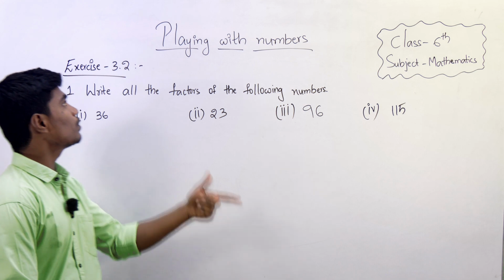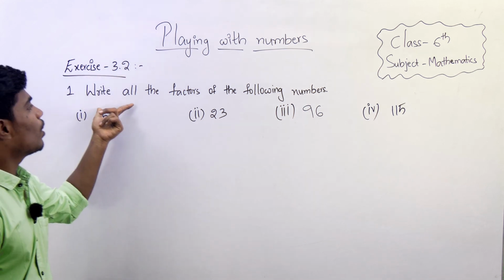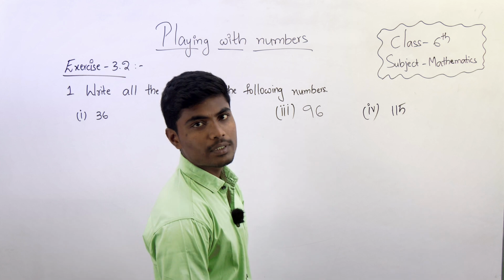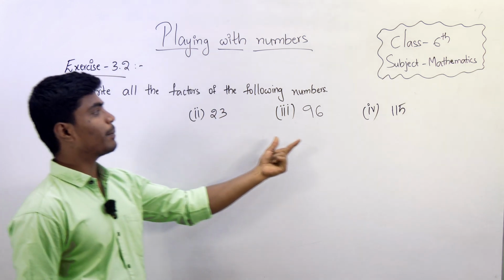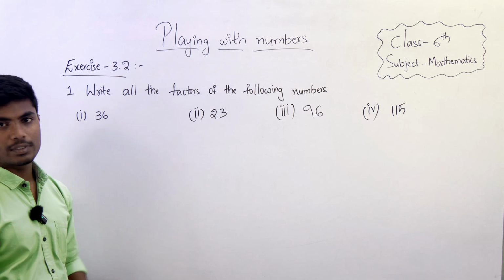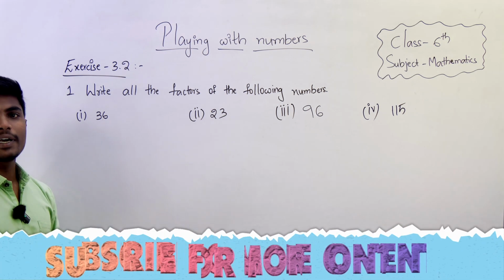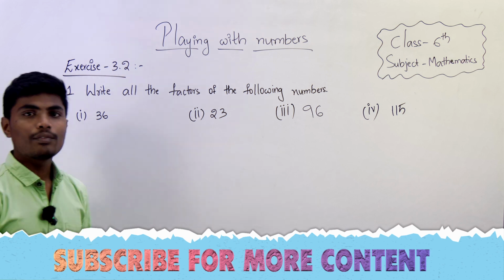Now we move to exercise 3.2. First problem: write all the factors of the following numbers. Here he gave some numbers and we have to write the factors of these numbers. See, what are the factors? The number which divides the number exactly is called a factor.